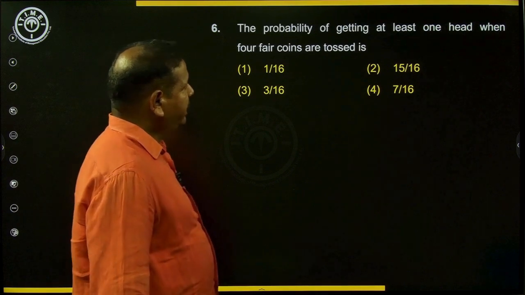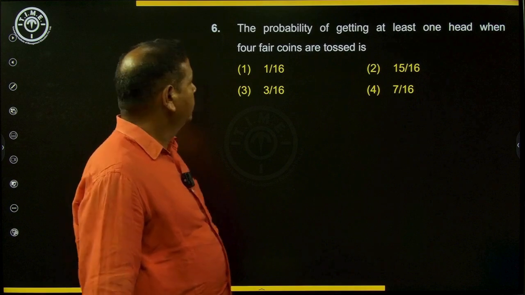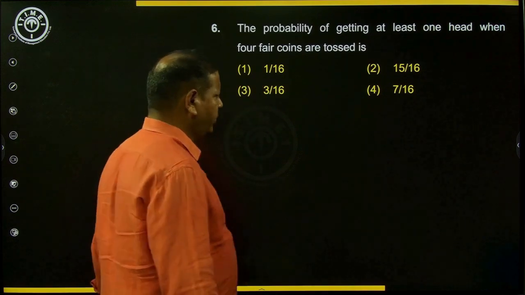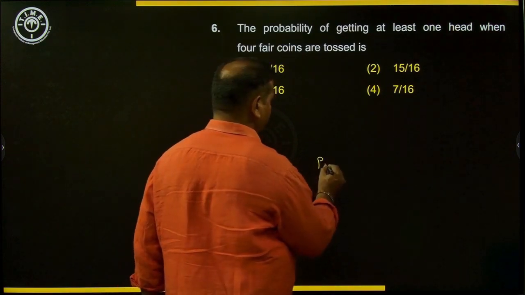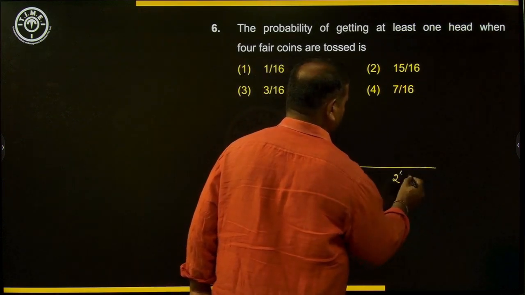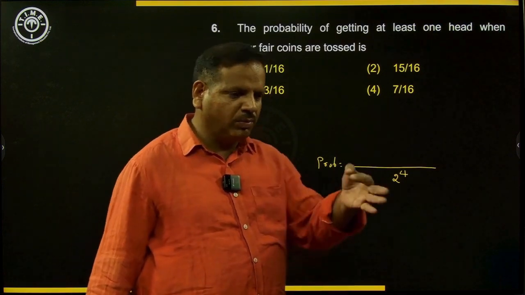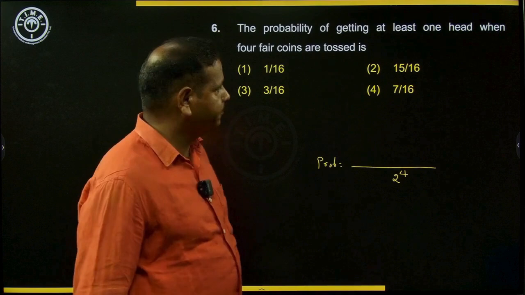The probability of getting at least one head when 4 fair coins are tossed. 4 coins are tossed. When 4 coins are tossed, what is the denominator? Denominator is 2 to the power of 4. For the coins, denominator is 2 to the power of number of coins. For the dice, 6 power.